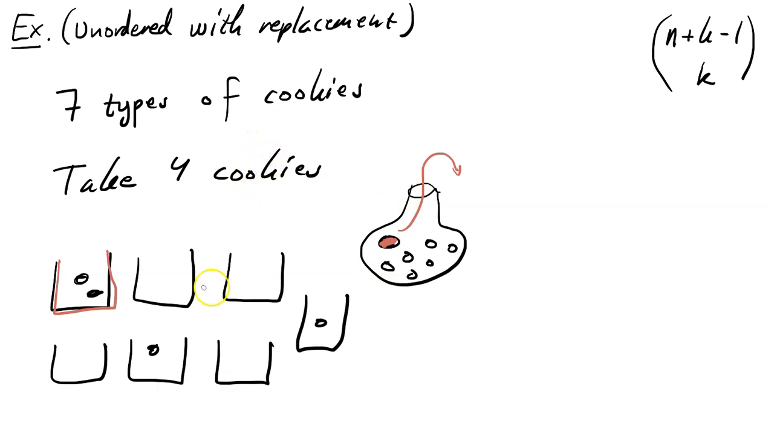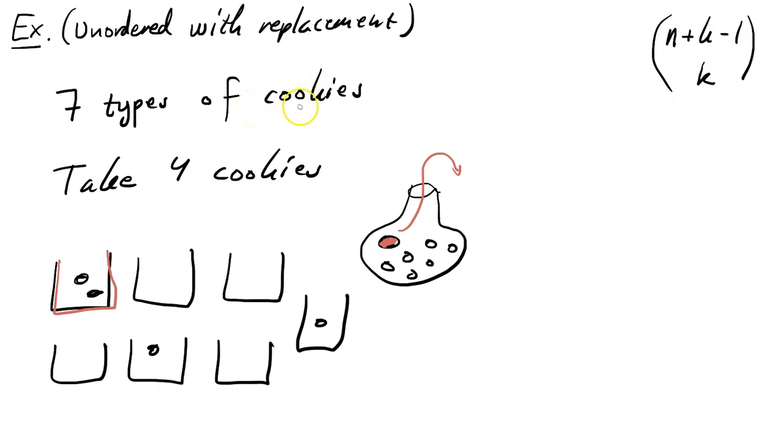So you're not replacing cookies, but you're replacing the options of what type of cookies you can take. You can think of it as picking 4 balls with different colors, where the color says from which box you should pick. So you can replace. Therefore, it can be thought of as an example of unordered with replacement.